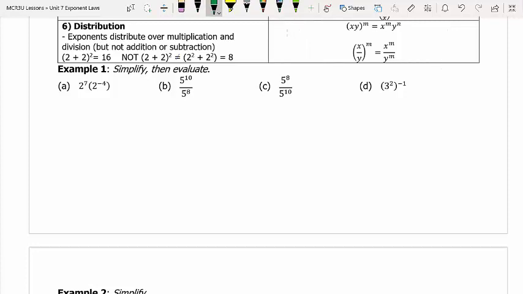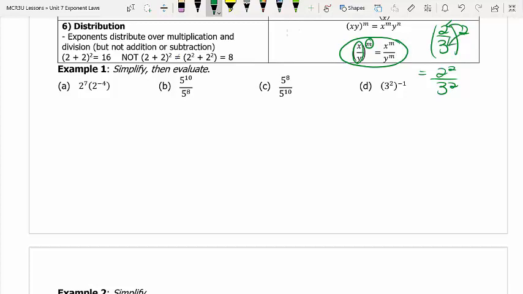And finally, how do we distribute when we have division involved? So that's this example here. And it's very simple. When you have division involved and they're all raised to an exponent outside of the brackets, you just apply that exponent from outside of the brackets to both the numerator and the denominator. So if I had 2 over 3 squared, that's the same as 2 squared over 3 squared. I just distributed that squared to both the numerator and the denominator.